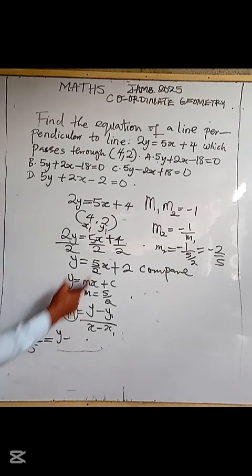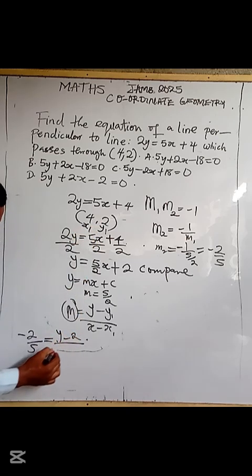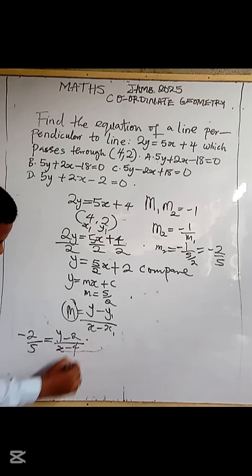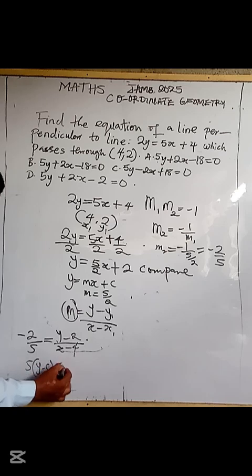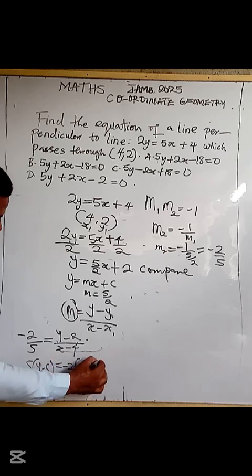Y minus y1, that's minus 2, all over what? S minus s1, that's 4. When you cross multiply, what do you have? 5 into y minus 5 equals minus 2 into s minus 4.